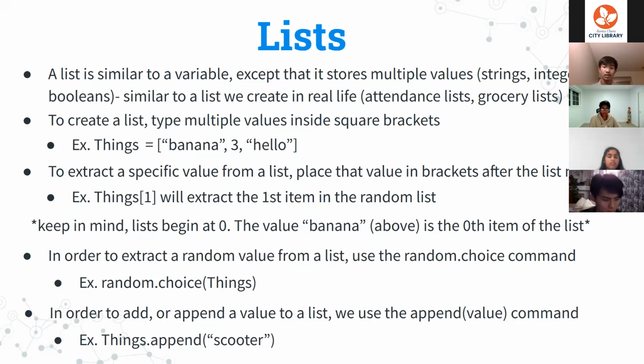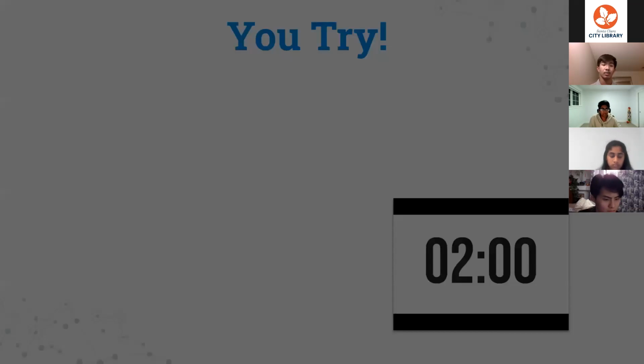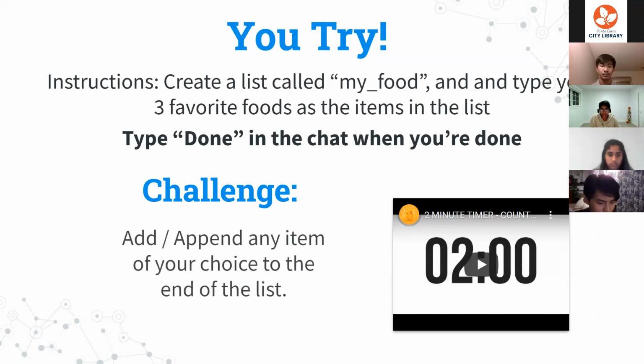So now we want you guys to try creating a list called my_food and typing your 3 favorite foods as the items in the list. Like usual, tell us you finished the task by typing done in the chat. And for a bonus challenge, add an item of your choice to the end of the list.